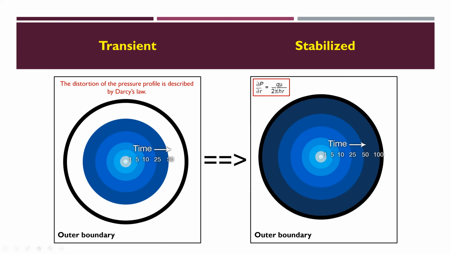This equation is the Darcy equation in gradient form. If you see here pressure with respect to radius, from this equation, it can estimate the pressure at any radius. So this is what we can use the Darcy equation for.